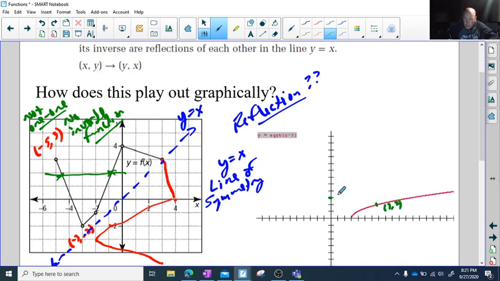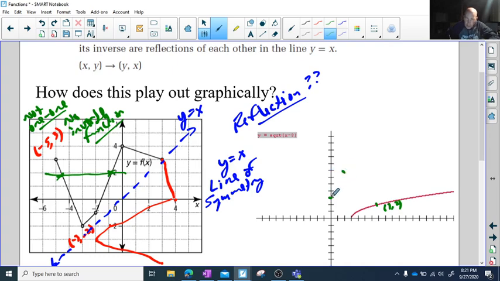Now you say, how do you know that? You probably can't make it out here, but I can see that I typed in square root of x minus 3. So I know that if I put x as 7, 7 minus 3 is 4, the square root of 4 is 2. So I know that 7, 2. Well, that means that 2, comma 7 should be on the inverse. 1, 2, 3, 4, 5, 6, 7 over 2, right about there.